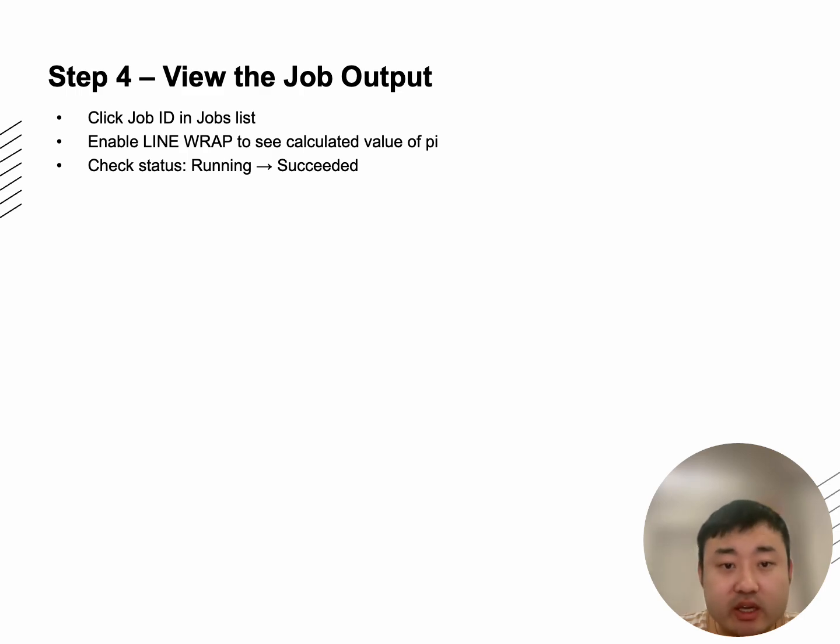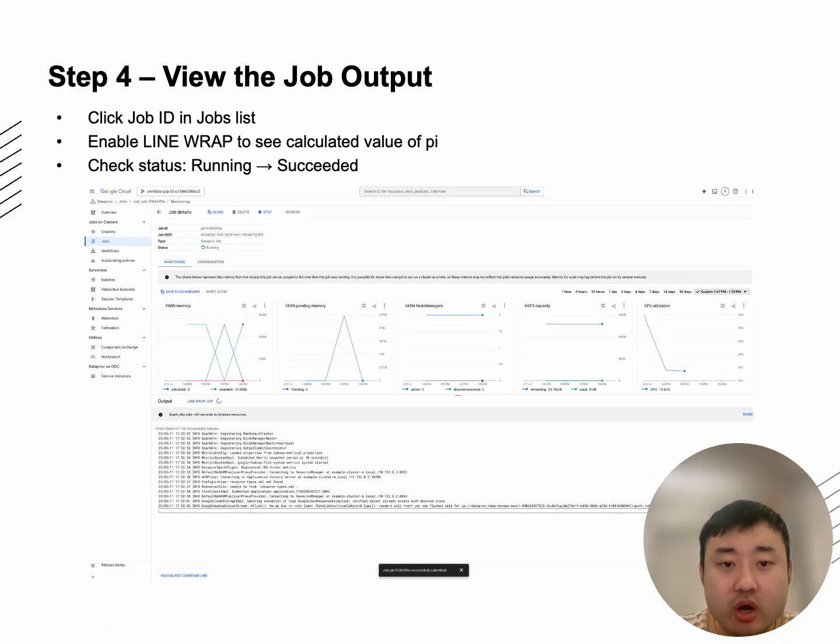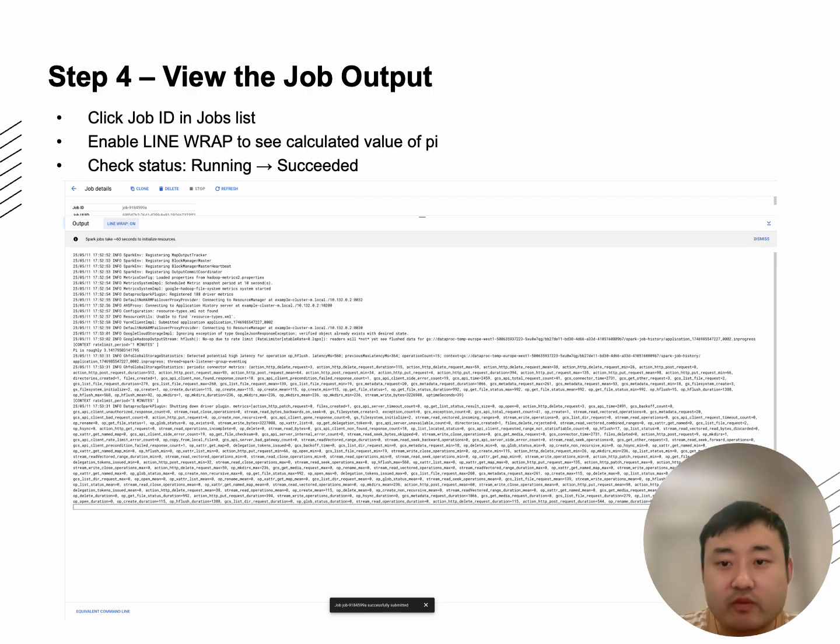After it is submitted, we can click on the job ID to monitor its progress. Enable line wrap to view the output clearly. Once completed, we will see a result showing the estimated value of pi, and it's a simple yet powerful example of distributed computing in action.